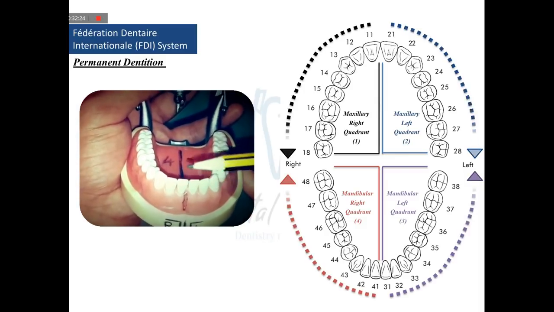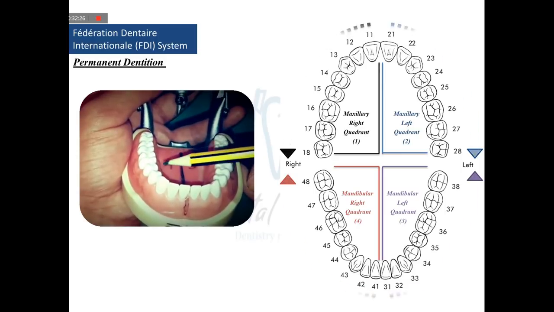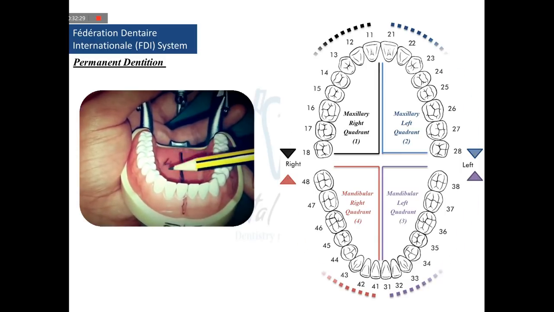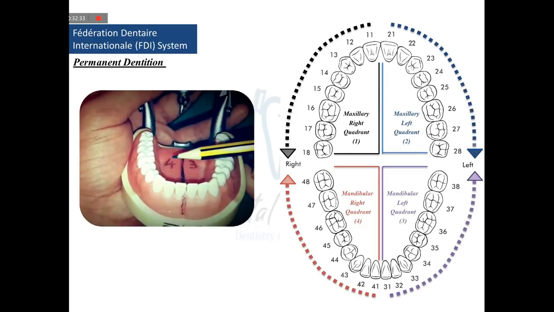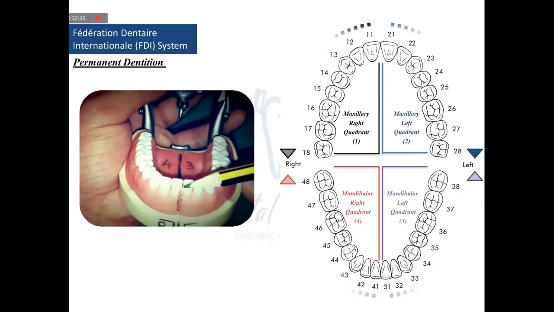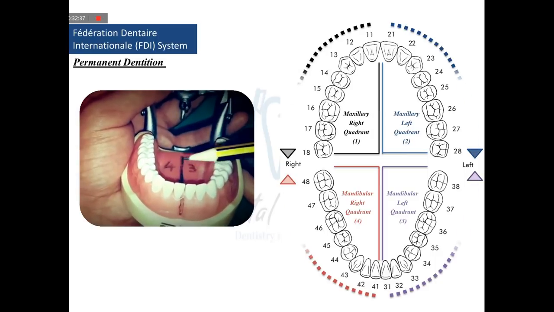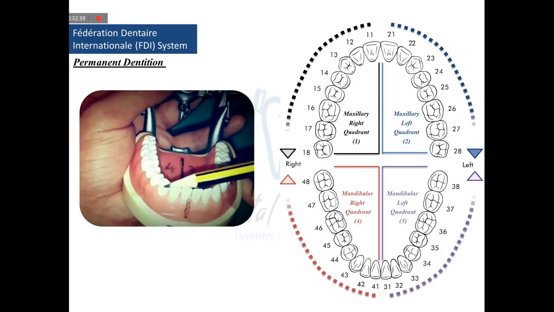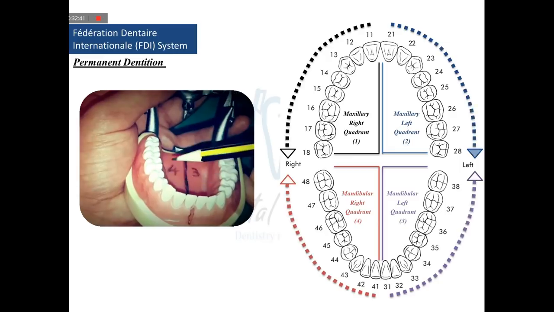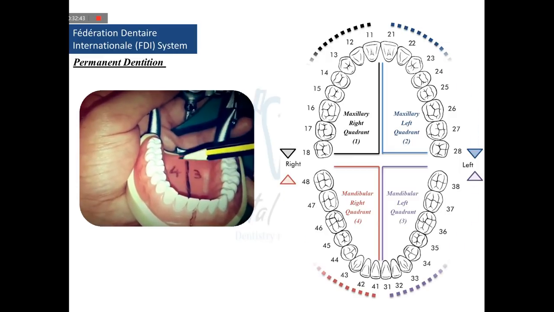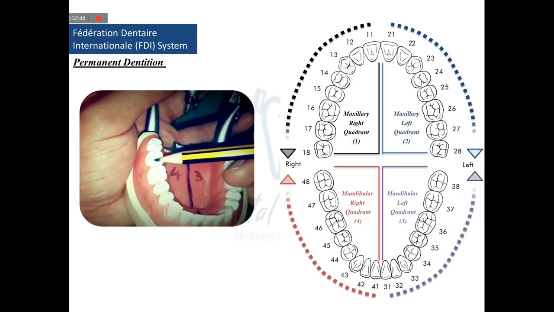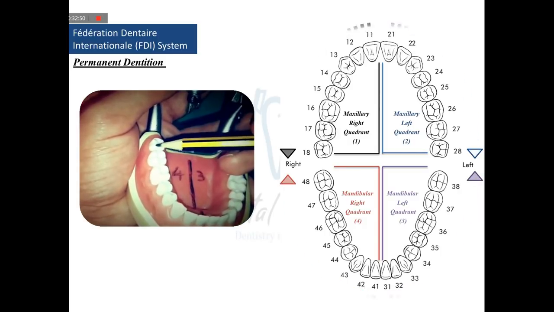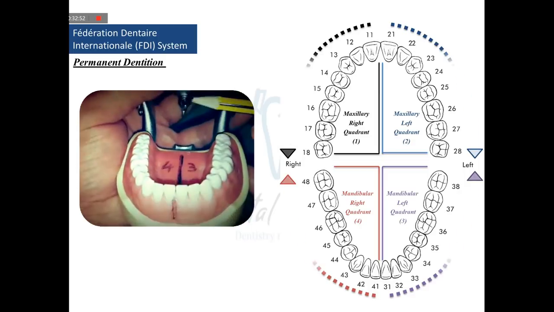Now for the right quadrant, we mark it as quadrant number 4. So always we will mention the quadrant number first in the right quadrant as well, and then we will mark the tooth number. So the central incisor in the mandibular right quadrant will be mentioned as 4-1, 4-2 for lateral, 4-3 for canine, 4-4 for the first premolar, 4-5 for the second premolar, 4-6 for the first molar, 4-7 for the second permanent molar, and 4-8 for the third permanent molar.